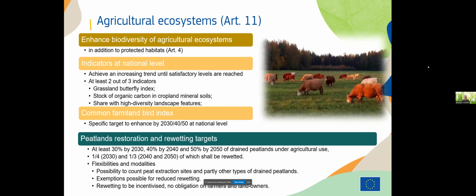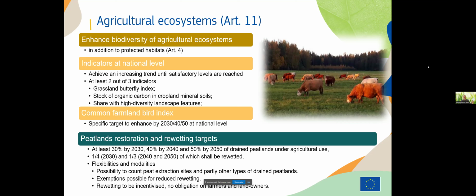Yeah. Agricultural ecosystems, I'm not the expert on this at all. It was at one stage during the negotiations removed entirely. Then it was brought back in. It's about enhancing the biodiversity of agricultural ecosystems. They look at indicators of agricultural ecosystem health.